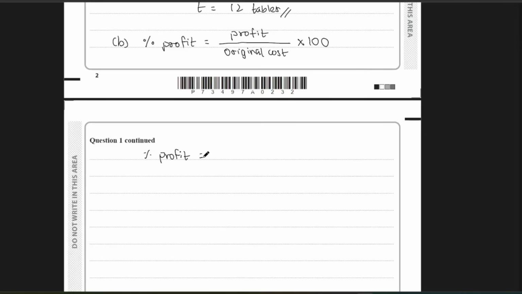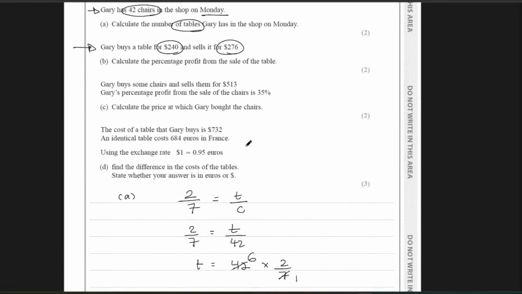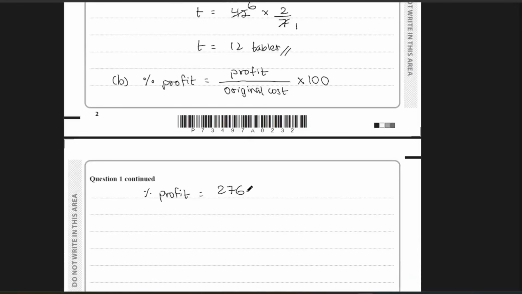Percentage profit equals profit. So what's the profit? That is 276 minus 240, divided by the original cost. The original cost is 240, times 100. And this gives us 36 divided by 240 times 100. And we can solve this using a calculator. That gives us 15, and this is percent. Fraction times 100 gives us the percentage. So percentage profit is 15%.